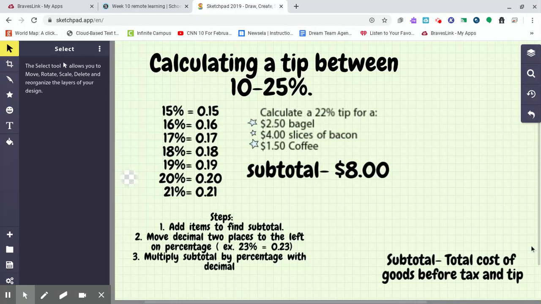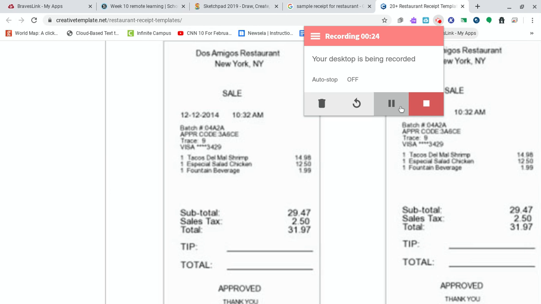Hey everybody. All right. So in the past couple of weeks, we've been working on figuring out the tip. So figuring out how to add up the tip. And so now we are going to figure out the total. So really, if you look at a receipt, you're going to find there's a couple different lines. So let's take a quick look at it.